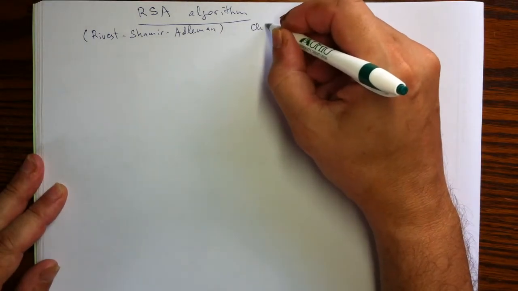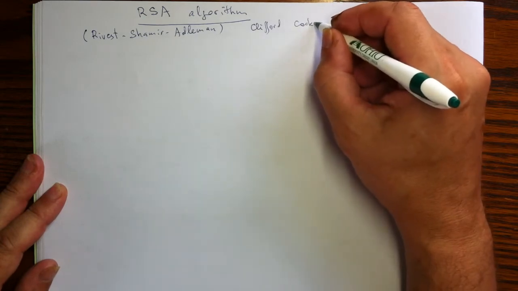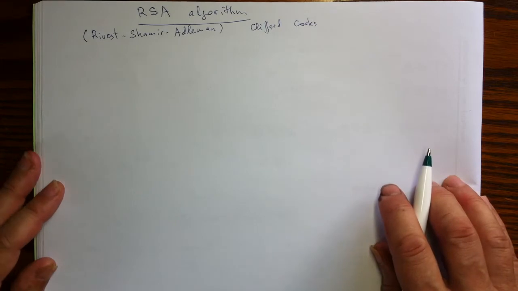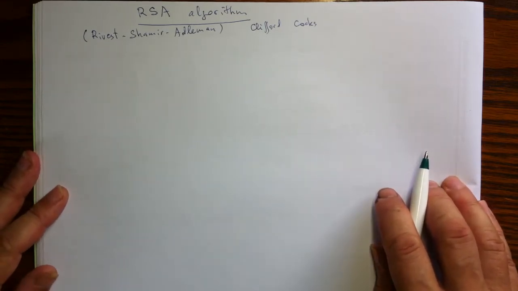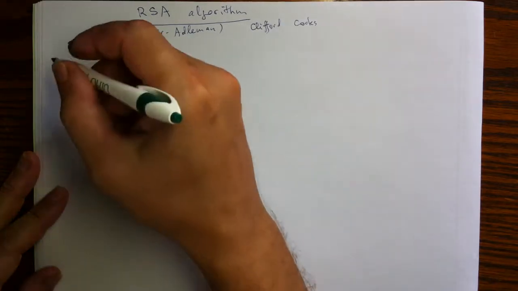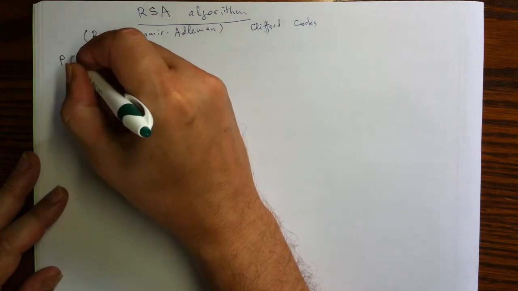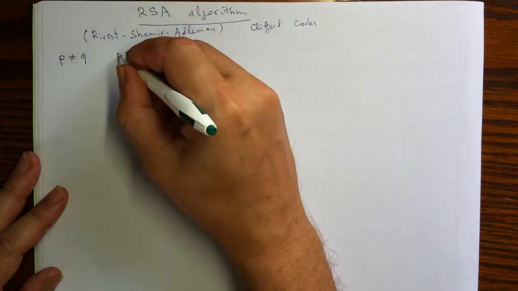The British mathematician Clifford Cocks did it some 4 or 5 years earlier, but he was working for the British government and couldn't publish it. It was kept secret. So the base is modular arithmetic, modulo a product of two different primes. Let's call them P and Q.